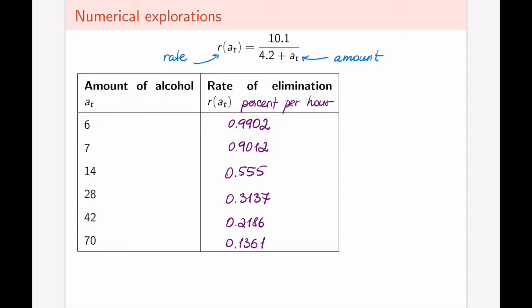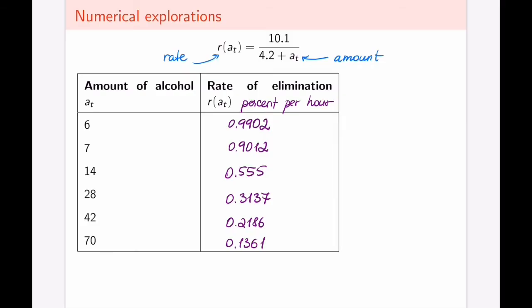However, if the amount of alcohol in your system is 70 grams, which is quite a bit of alcohol, then your body in 1 hour will only be able to eliminate 13.6% of that. We notice that the smaller the amount of alcohol, the faster the elimination rate, and the other way around. Let's see if we can set up the model to track the amount of alcohol, not just for 1 hour like we did in this table, but for 1 hour after 1 hour, again introducing this iterative nature to our model.